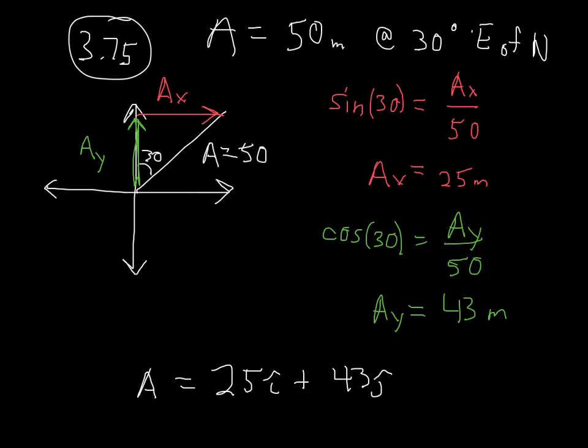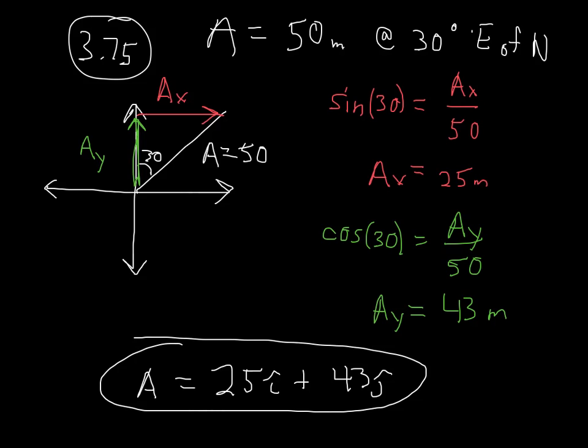Now this isn't my final answer, but I like to circle intermediate steps. You are welcome to circle intermediate steps. I won't count off for that. So that's my A vector.